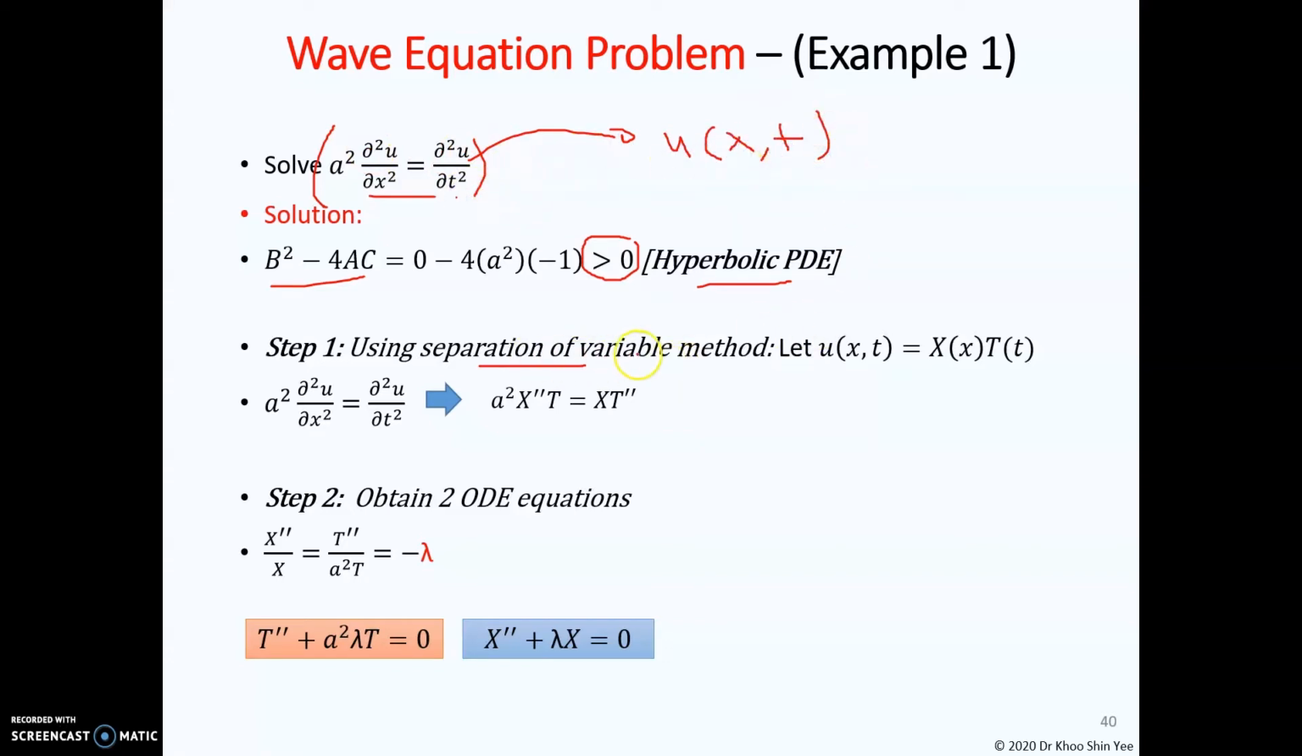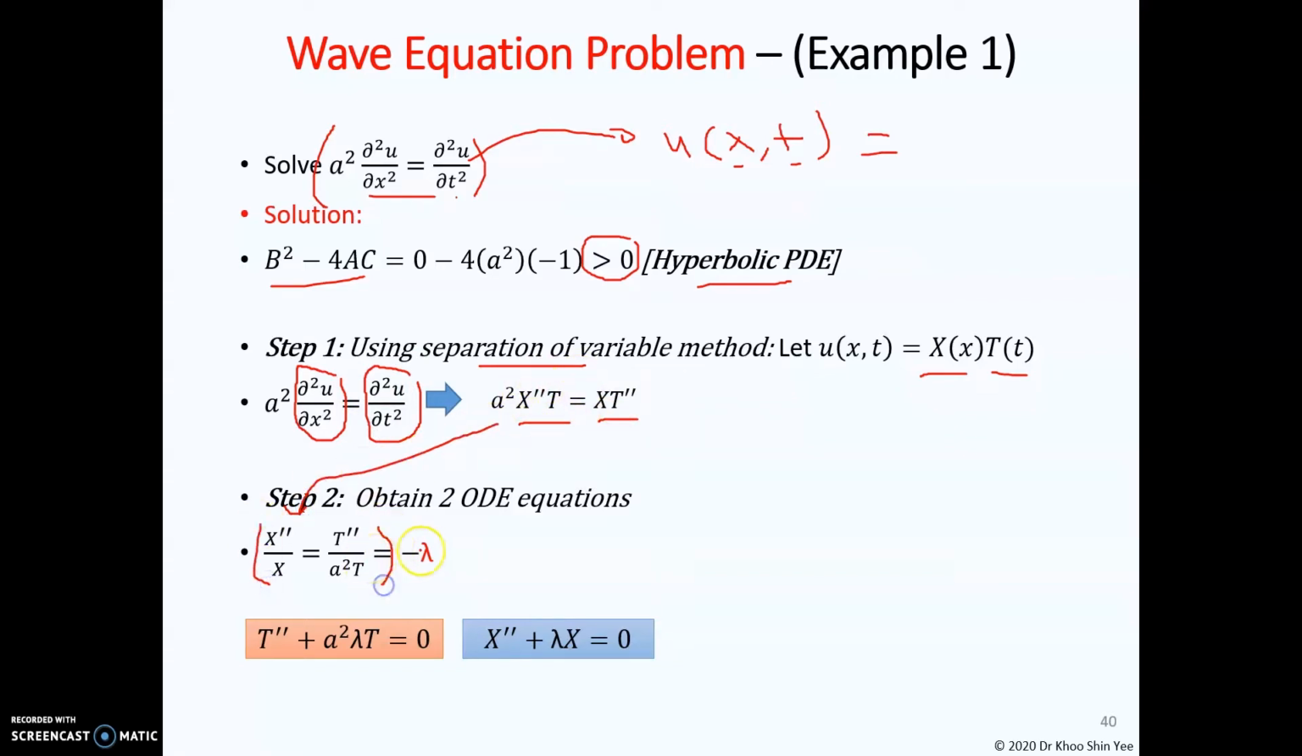Therefore, using the separation of variable method, your solution must be the multiplication of the function for the independent variable, which is equal to x function multiplied with t function. So you need to differentiate u twice with respect to x. So this is the x double prime t. Differentiate u with respect to t, you obtain x t double prime. You need to rearrange this equation into this format.